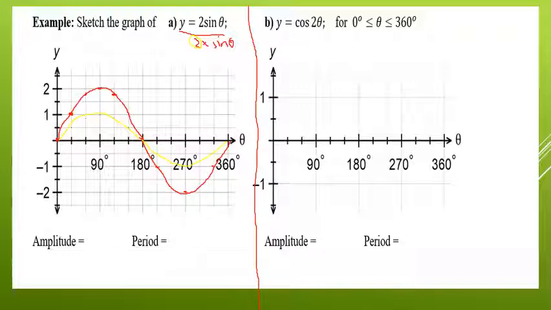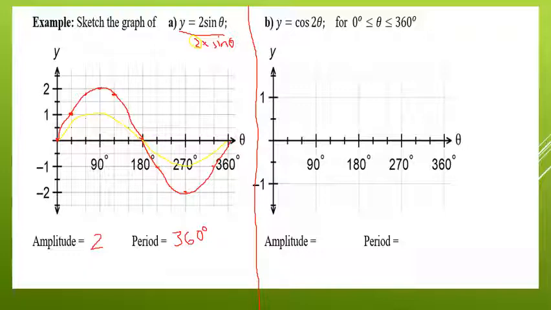So we can see the red graph, which is the graph we're asked to draw up here, is twice the height in both directions of the graph of y equals sine theta. That makes it twice as big. So here we'd say the amplitude of this graph is 2. The graph still won't start repeating until it gets to 360 degrees, so the period is still 360 degrees.